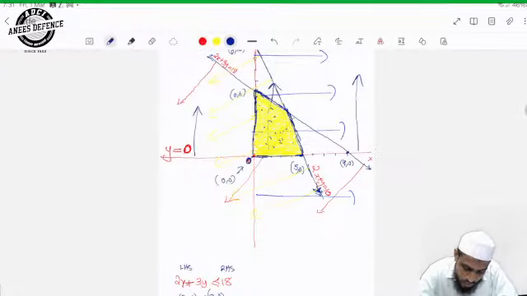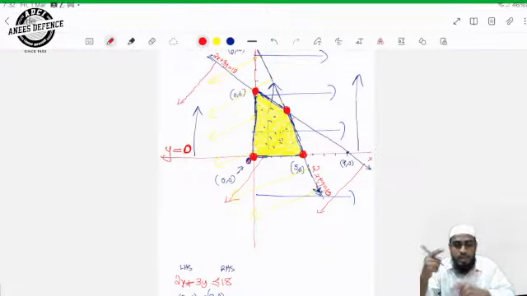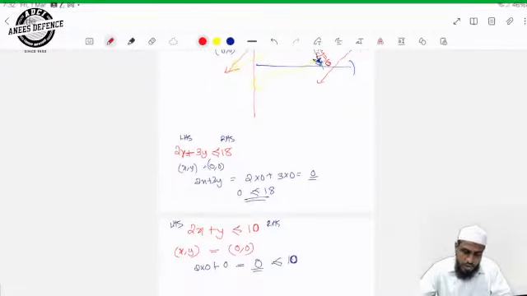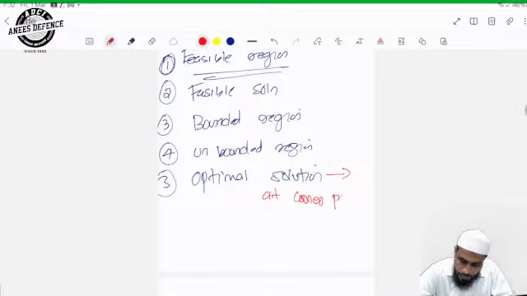What are the corner points? Here you will be getting a corner point. Here you will be getting a corner point. Here also, and here also. So here there are 4 corner points in the feasible region. So optimal solution will be at corner points.